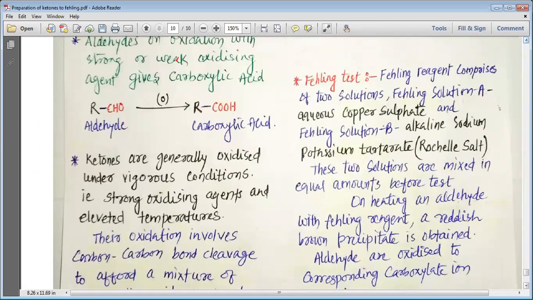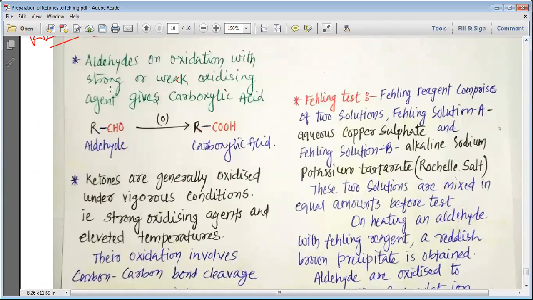Aldehydes on oxidation with a strong or weak oxidizing agent give carboxylic acid. Please remember that aldehydes, when they are oxidized, give the respective carboxylic acids.